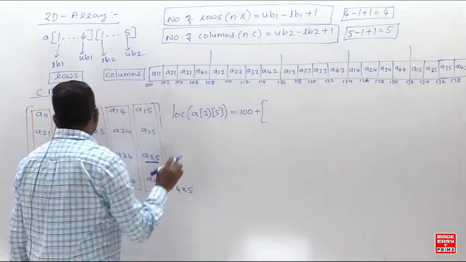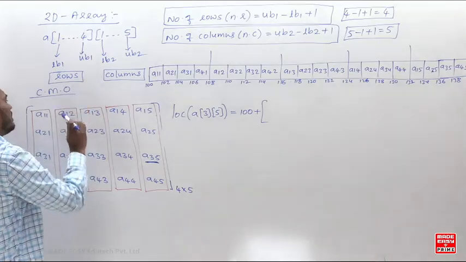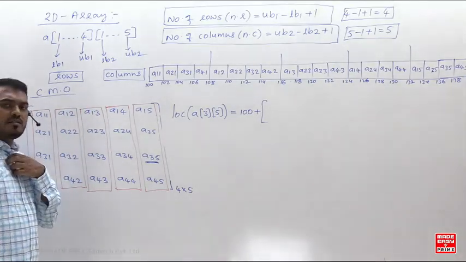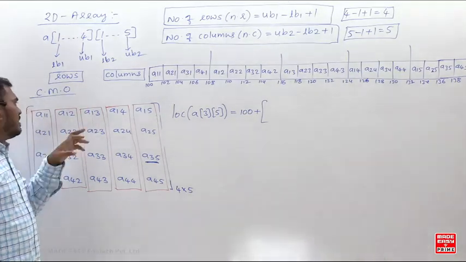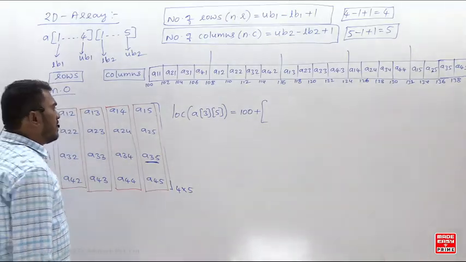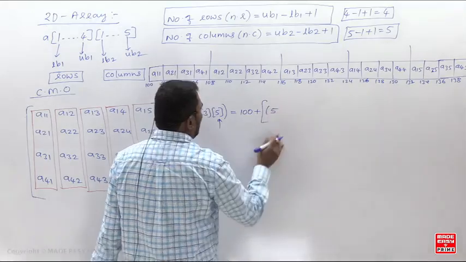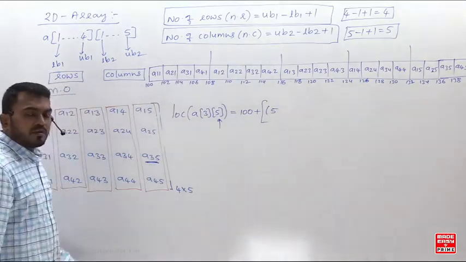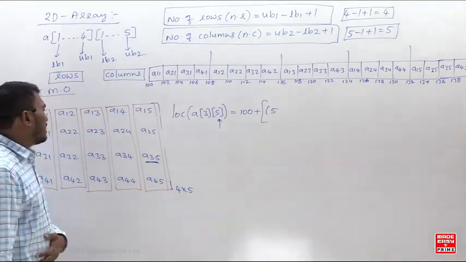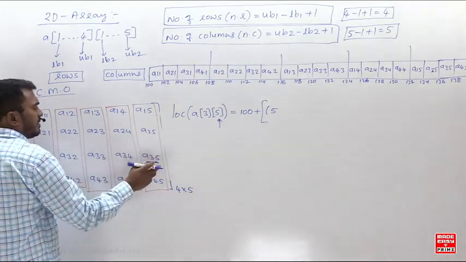Now understand, because it is a column major order, listen here, the first concentration is on the columns. Listen carefully, first it is a column major order, concentration on the columns first. Now which column do you want to go to here? The fifth column. Look here: first, second, third, fourth and fifth. You want to go to the fifth column.